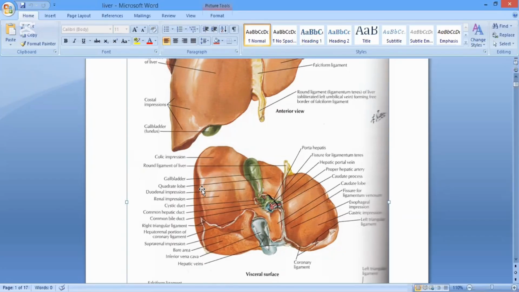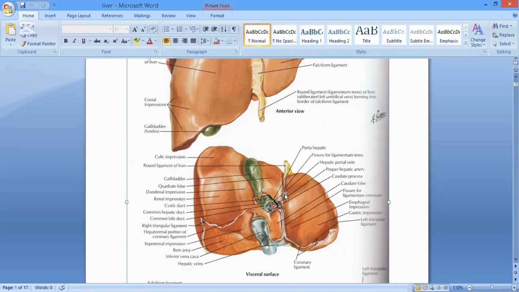Okay, and after this, we have this impression, which is kidney shaped. This is a renal impression. Okay, and after that you can see a similar impression, and that is for the suprarenal gland, right? And here you can see the inferior vena cava in its position. So there is a depression for the inferior vena cava. So in short, the visceral surface has these impressions due to the relation of this posterior inferior surface of the liver to different organs.